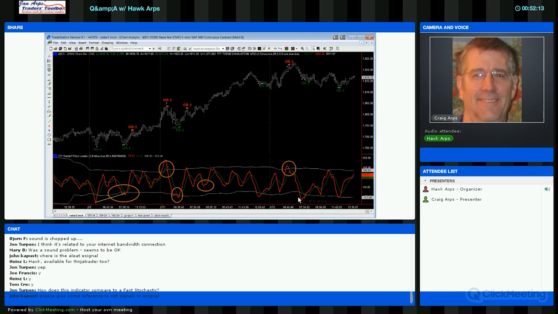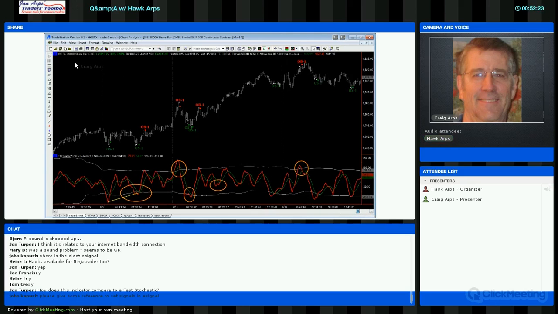Let's see if there's any of those anymore on this chart. Well, not enough data on this chart. Here, these are lobster tails at the top here, but we don't have exit signals to correspond to that.